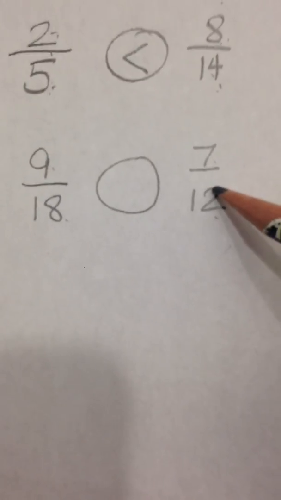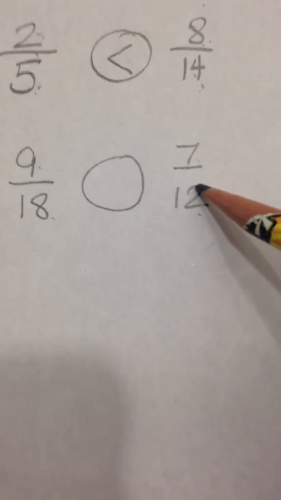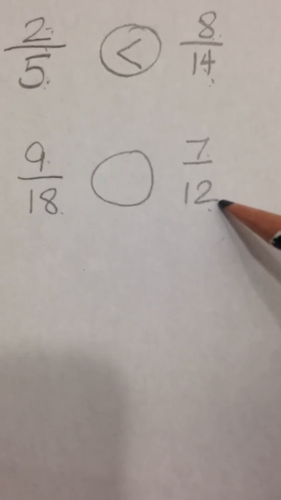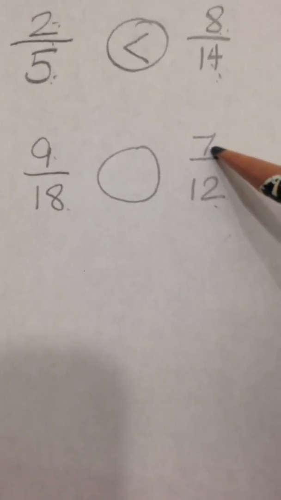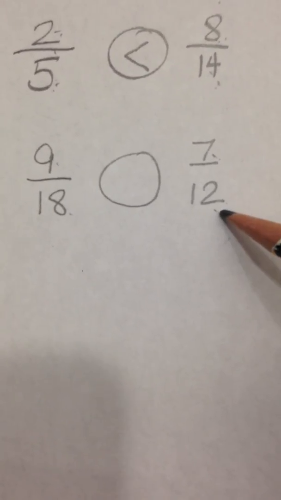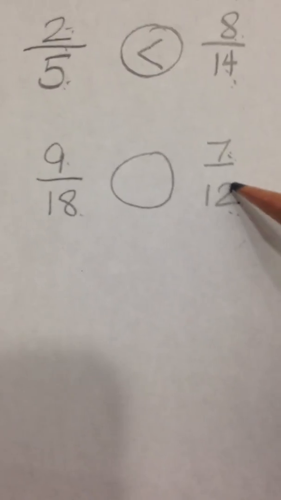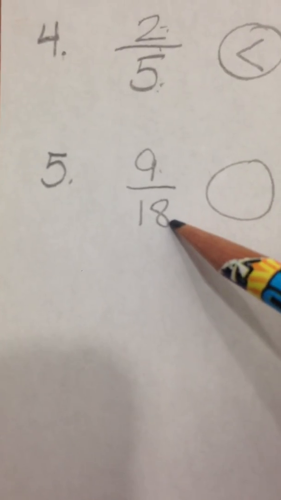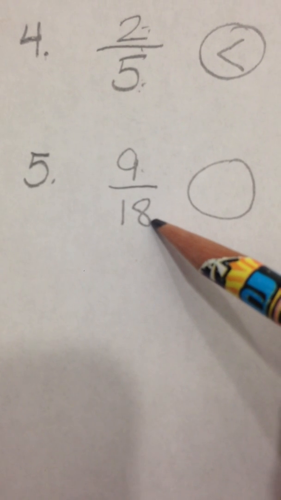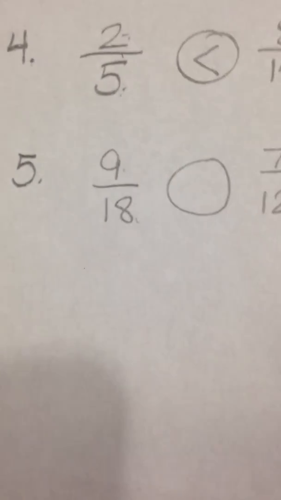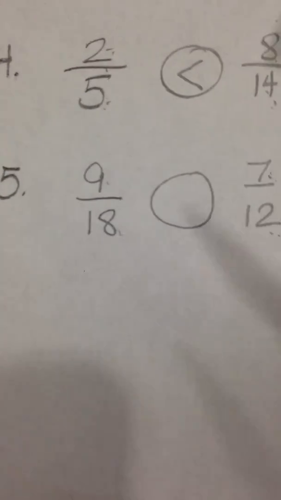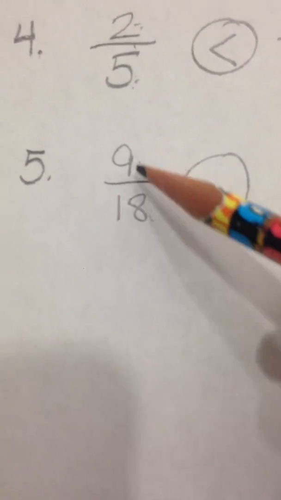And finally, let's look at 9/18 compared to 7/12. Well, to reach the halfway point of 12ths, I would have to have at least 6, because 6 is half of 12. I have 7 out of 12 pieces, so I have more than half. For the 18ths, I would have to have at least 9 to reach the halfway point. To reach exactly the halfway point, I would have to have 9/18. That's exactly what I have, 9/18.